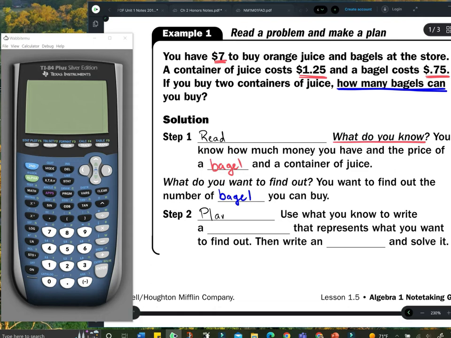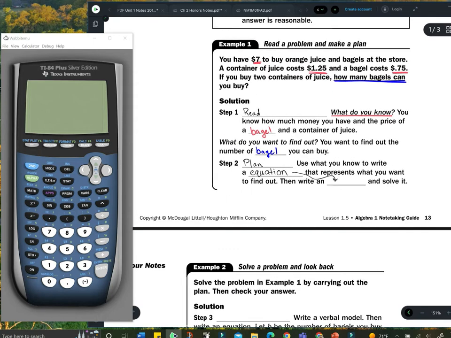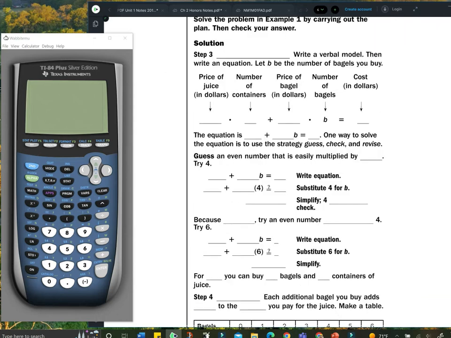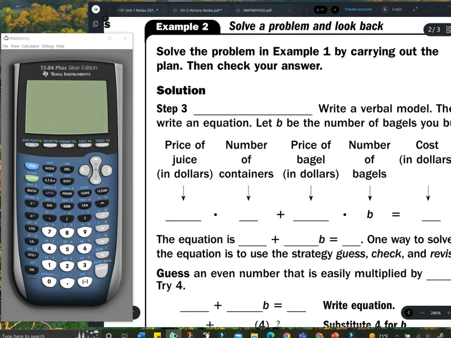Step two, we are now going to start to devise a plan. We're going to use what we know to write an equation that represents what you want to find out, and then write an equation. I guess we already did that, and solve it. I know we're going to be jumping back and forth here, but we'll figure it out. So solve the problem in example one by carrying out the following. They kind of devised a step here for us.